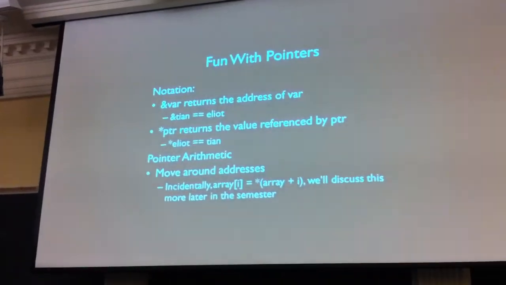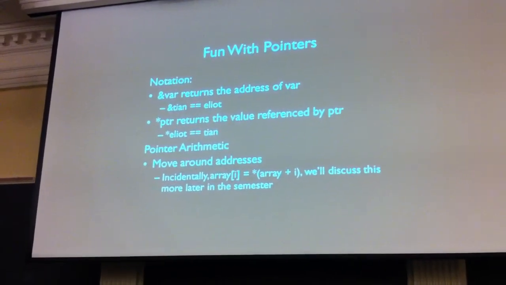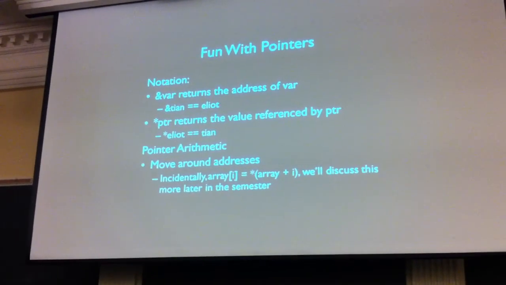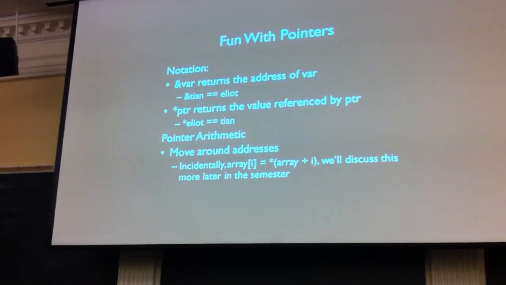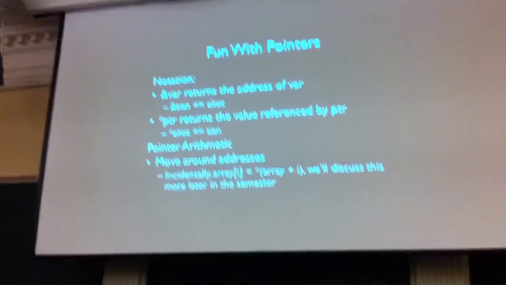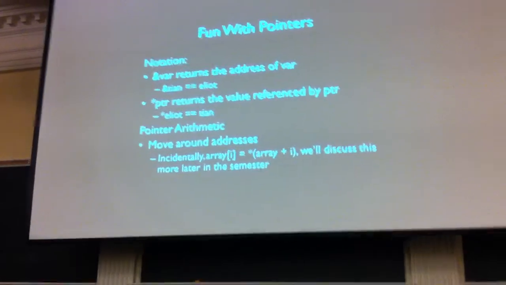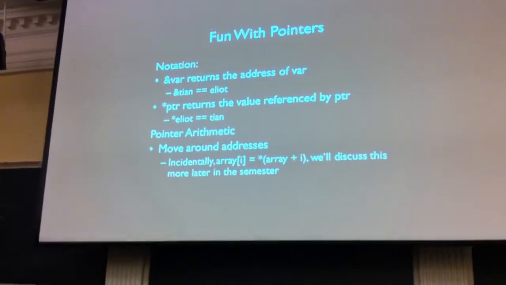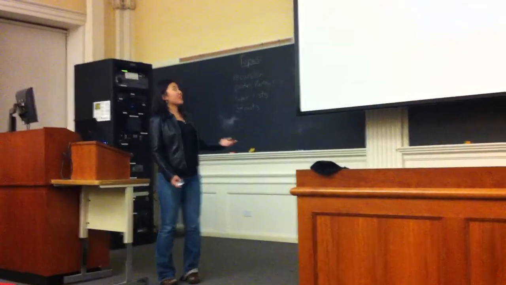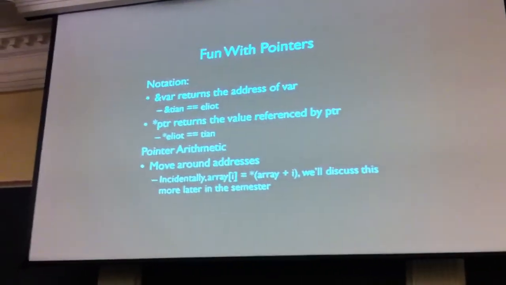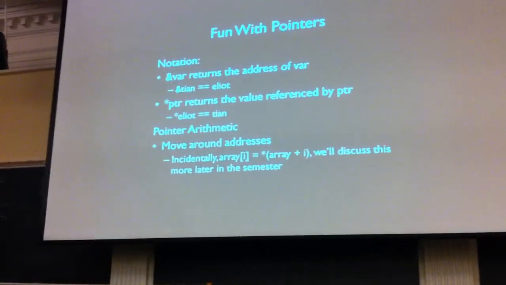I don't have as many animations, but here's the basic things that you need to know about pointers. There's two things about pointer notation. The first is the ampersand, and the second is the star. When you have an ampersand and a variable, you get the address of the variable. Whereas if you have a star and a pointer, you dereference the pointer and return the value referenced by the pointer. For my case, my name is Tian and I live in Elliott House. So if you do ampersand me, you get the reference Elliott House. Whereas if you dereference Elliott House, you'll get me.